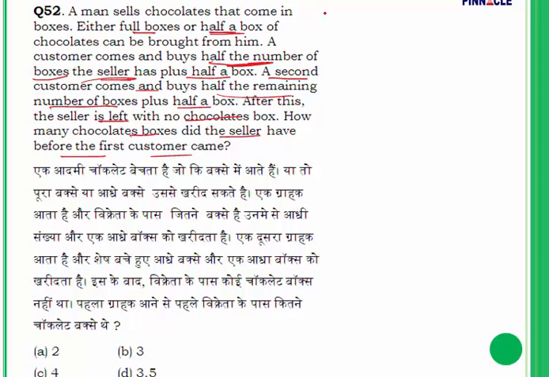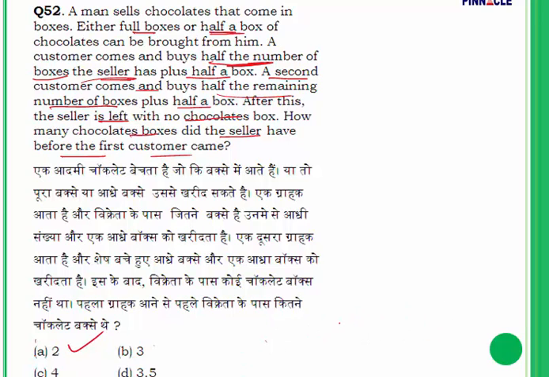So again, if you find this kind of question, try to do it by the option technique. Now if he had 2, then half the number of boxes the seller has plus half a box: 2 divided by 2 means 1, and plus half means 1.5. So with option A, this is not possible, because when the second customer comes and takes half of the remaining plus half, that is not possible because only half is left. So this is not possible. Let's take option B.